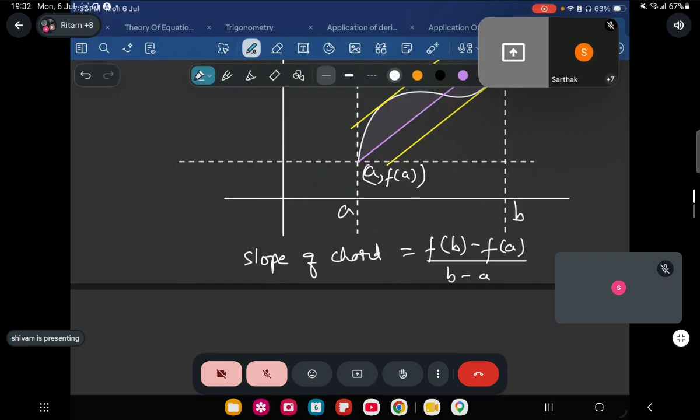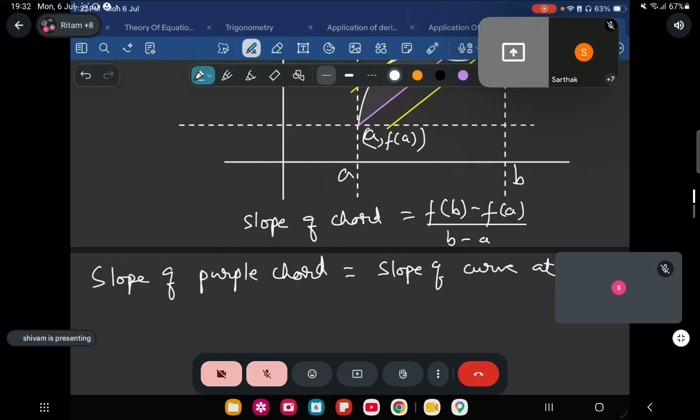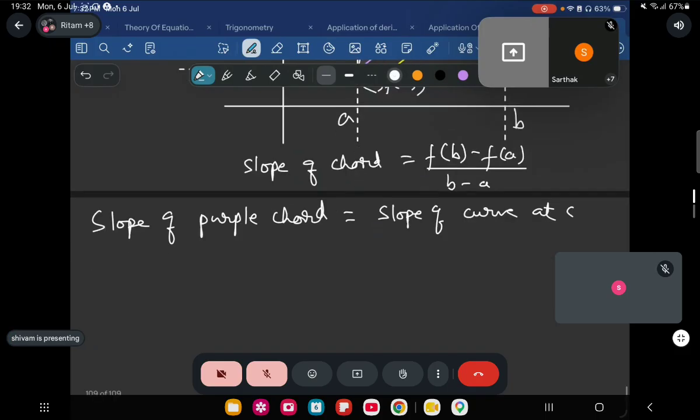So basically, slope of chord should be equal to. Okay, this is the whole idea behind LMVT. Slope of chord will be equal to f of B minus f of A upon B minus A. Okay, so you can write it down. Slope of purple chord will be equal to slope of curve at C.